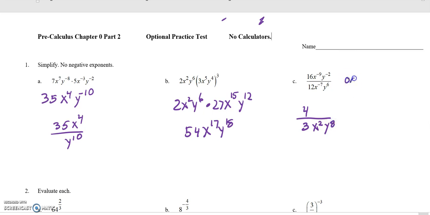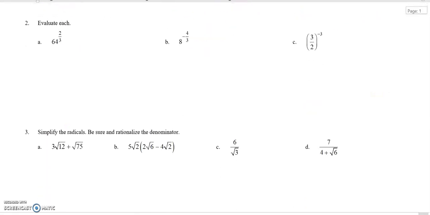You might prefer to rewrite it without negative exponents. And so if it's on the bottom, put it on top. If it's on top, put it on the bottom. If it has a positive exponent, leave it where it is. So if you get rid of the negative exponents, you would have something like that.